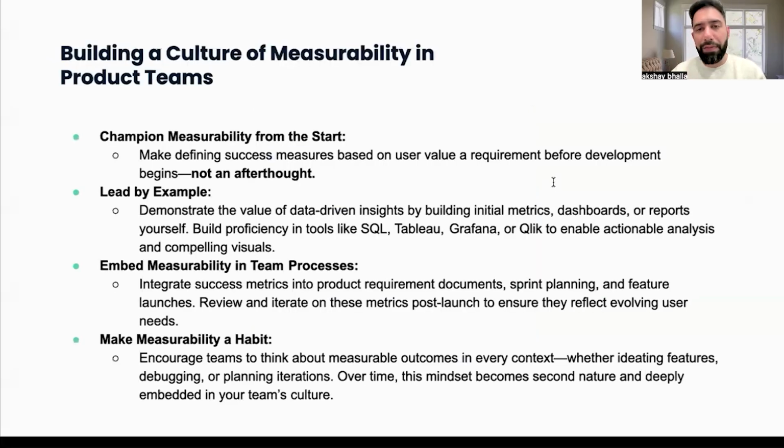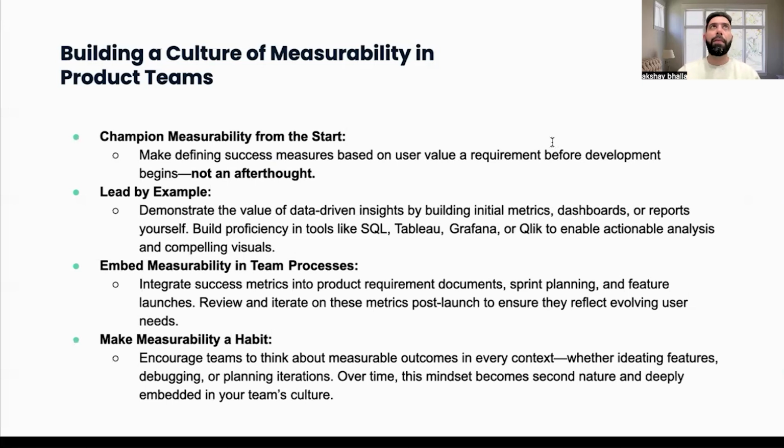Now that we have defined what exactly measurability is and discussed its common pitfalls, let's talk about how you can actually use this and build a culture of measurability within your product teams. As product managers, we are the champions of the user value at all times, right? And measurability is one of the most powerful tools to ensure that the user value is consistently being delivered. And here are some ways in which you can help build this culture within your team.